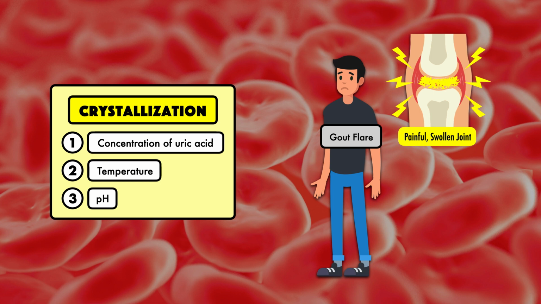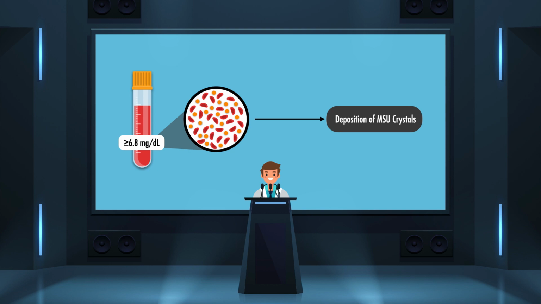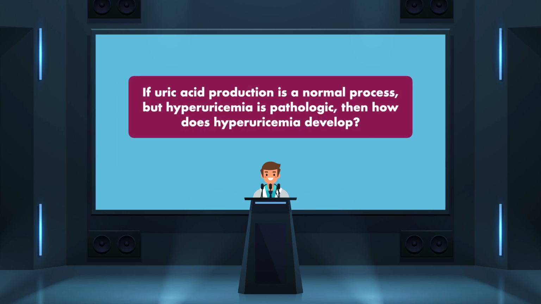Other factors that have been identified are temperature and pH, with a cooler, basic environment being more favorable to crystal formation. A cooler temperature may explain why joints that are most distal to the heart are highly affected. Now that I've explained how hyperuricemia sets the stage for the deposition of monosodium urate crystals, I want to answer the following question. If uric acid production is a normal process, but hyperuricemia is pathologic, then how does hyperuricemia develop?